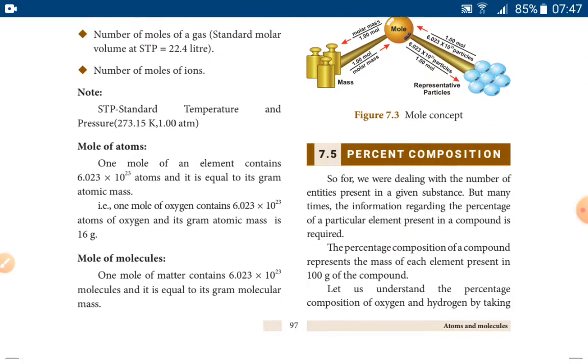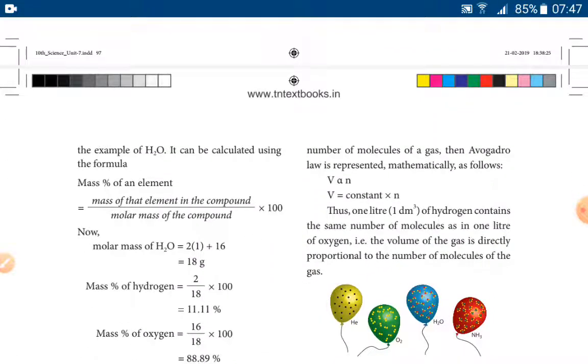And next, see percentage composition. So far we are dealing with the number of entities present in the given substance, but many times the information regarding the percentage of a particular element present in the compound is required. So percentage composition of a compound represents the mass of each element present in 100 gram of compound. So percentage we are always taking out of 100, how many particles are present. Let us understand the percentage composition of oxygen and hydrogen by taking the example of water.